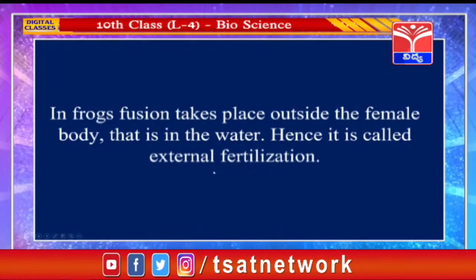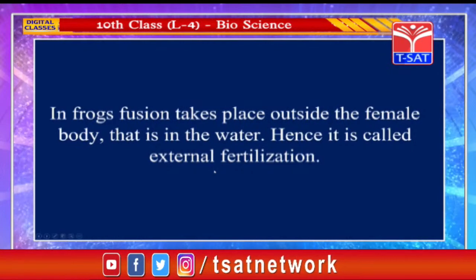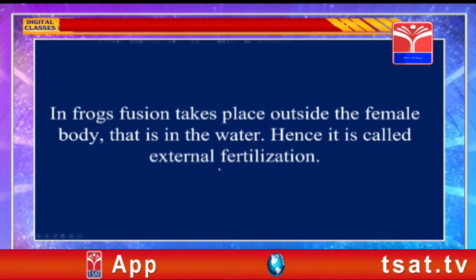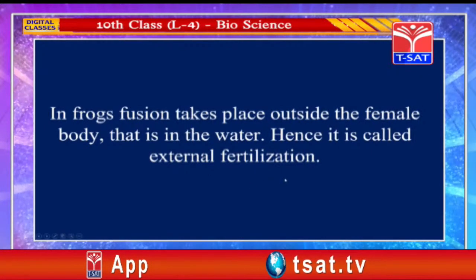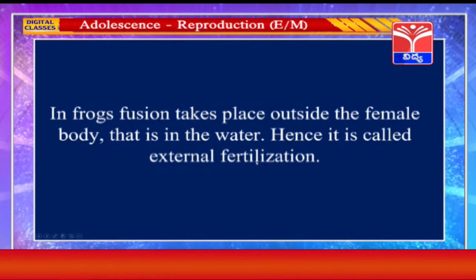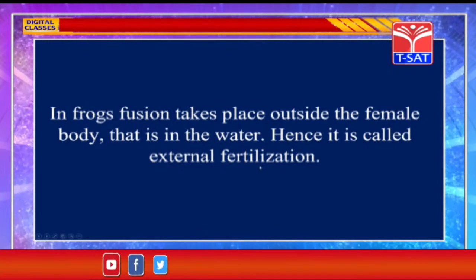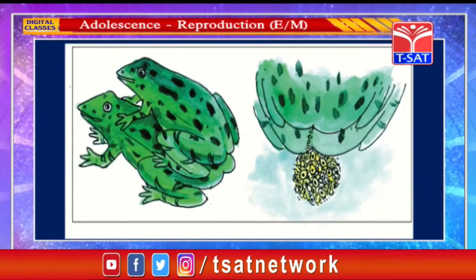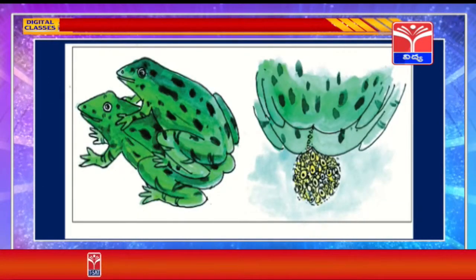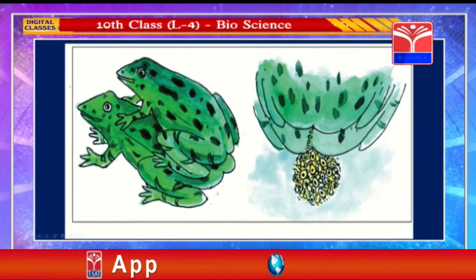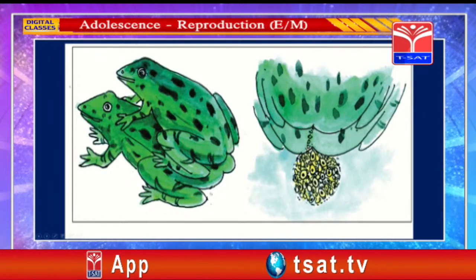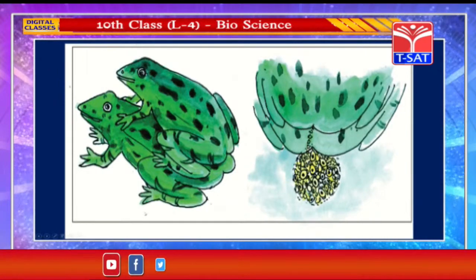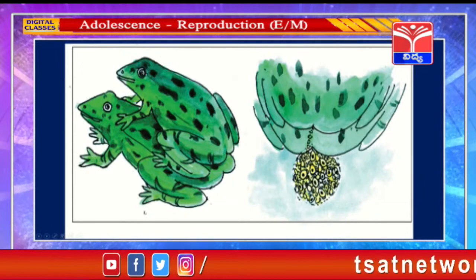In frogs, fusion takes place outside the female body, that is, in the water. Hence, it is called external fertilization. If the fertilization takes place outside the female body, it is called external fertilization. At the time of mating, the male frog releases sperm cells and the female frog lays eggs into the water. Fusion takes place in the water, that is, outside the female's body. Hence it is called external fertilization.